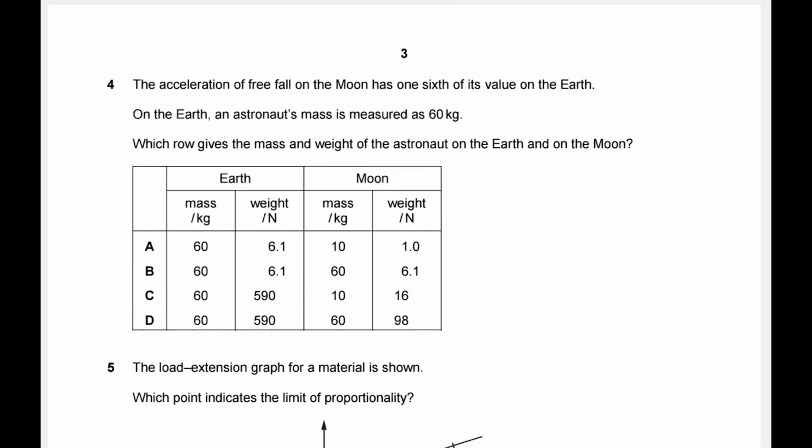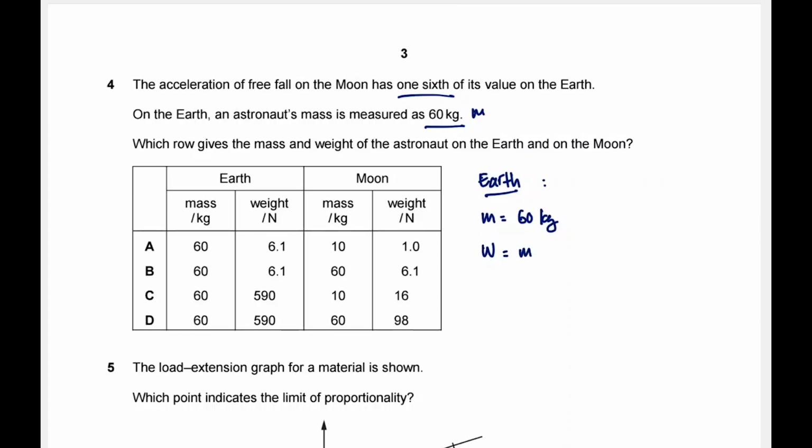Okay, question number 4. The acceleration of free fall on the Moon is 1/6 of its value on the Earth. On the Earth, an astronaut's mass is measured as 60 kilograms. Which row gives the mass and weight of the astronaut on the Earth and on the Moon? Okay, so on Earth, the mass is 60 kilograms.